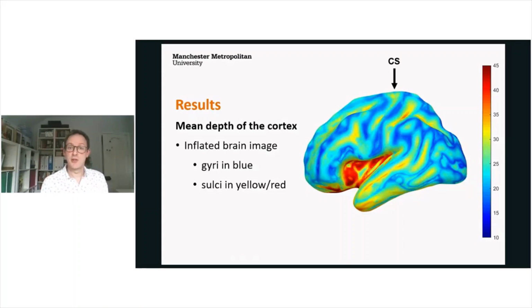So a gyrus, which is relatively close to the brain surface, to the scalp surface, should be in a relatively bluish color, so a smaller number, whereas deeper areas, particularly folded underneath the brain, under the temporal lobe, we would expect those to be deeper and a redder color. So that's reassuring. Just to orient people who aren't used to looking at inflated brains, the central sulcus is indicated here, and it should be relatively deep compared to the precentral and the postcentral gyrus either side.